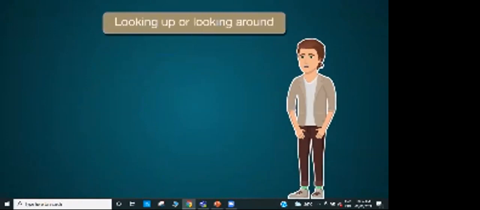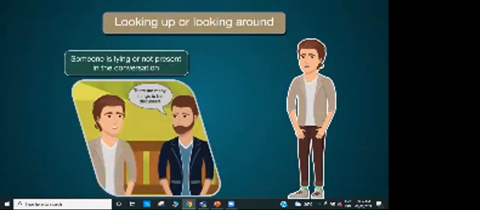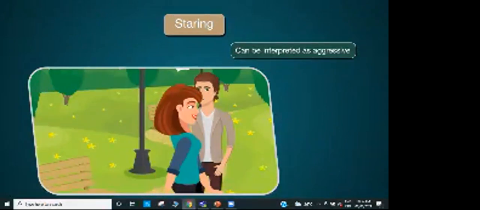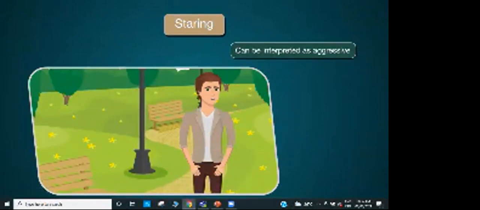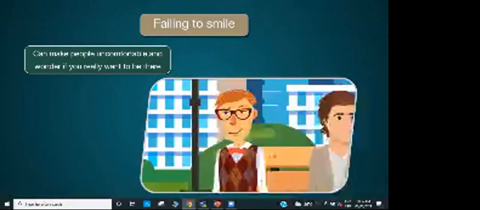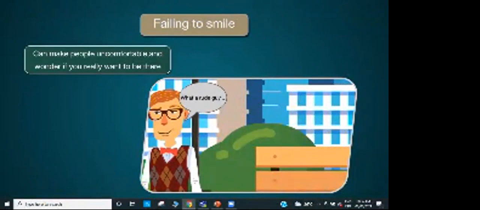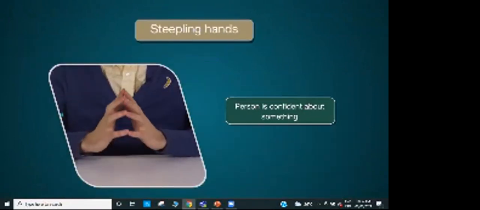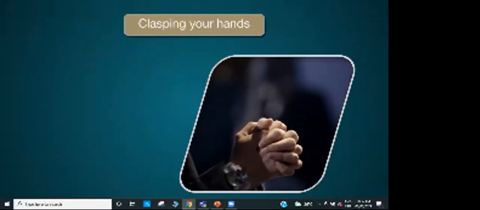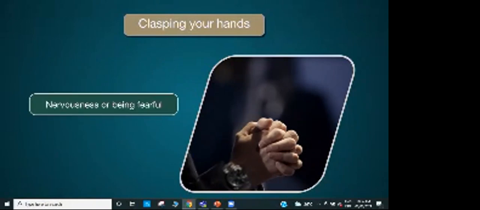Looking up or looking around indicates someone is lying or not present in the conversation. Staring can be interpreted as aggressive. There's a fine line between holding someone's gaze and staring them down. Failing to smile can make people uncomfortable and wonder if you really want to be there. Steepling hands indicates person is confident about something. Clasping your hands indicates nervousness or being fearful.